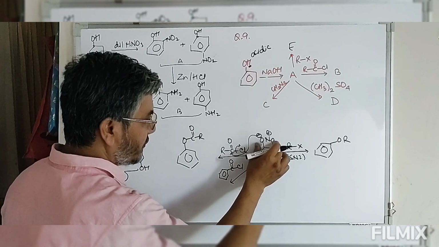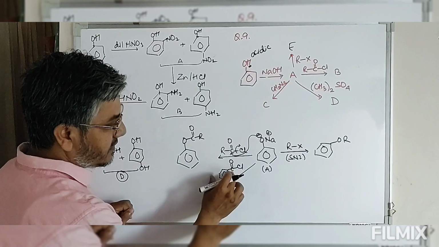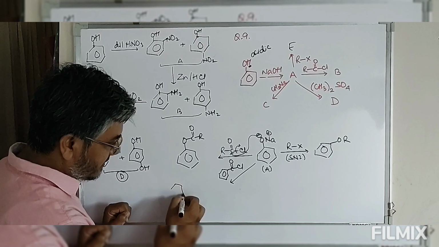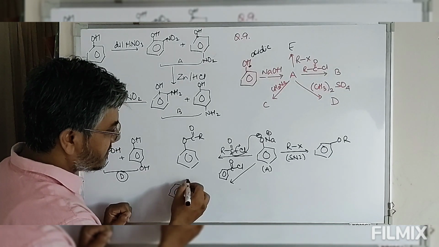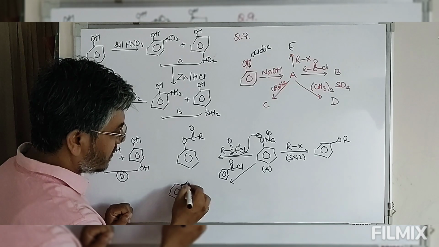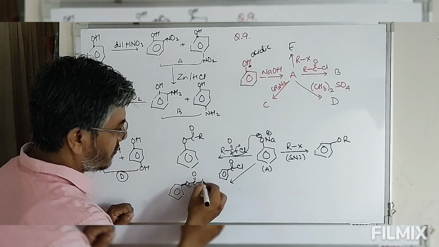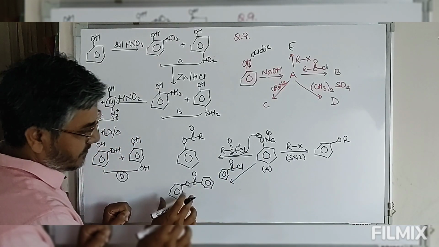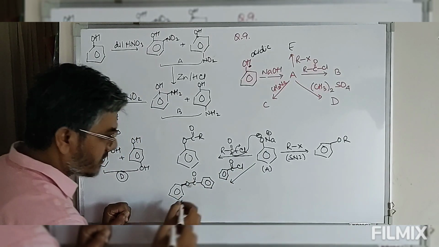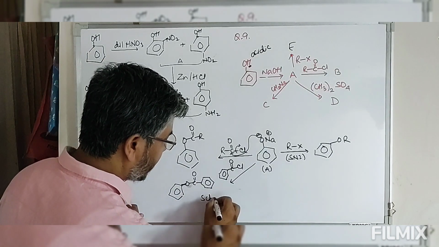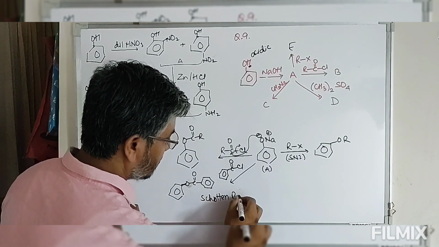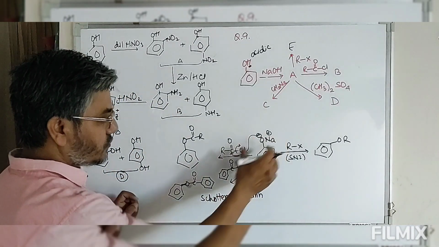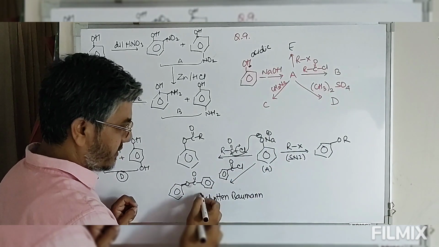The sodium salt of phenol reacts with benzoyl chloride. This is benzoyl chloride. Instead of R we have placed an aryl group. The reaction is exactly the same. The only difference is that instead of R we will have an aryl group. So the reaction of phenol with benzoyl chloride gives you this product. This reaction is known as the Schotten-Baumann reaction. So the Schotten-Baumann reaction is the reaction of phenols with benzoyl chloride.